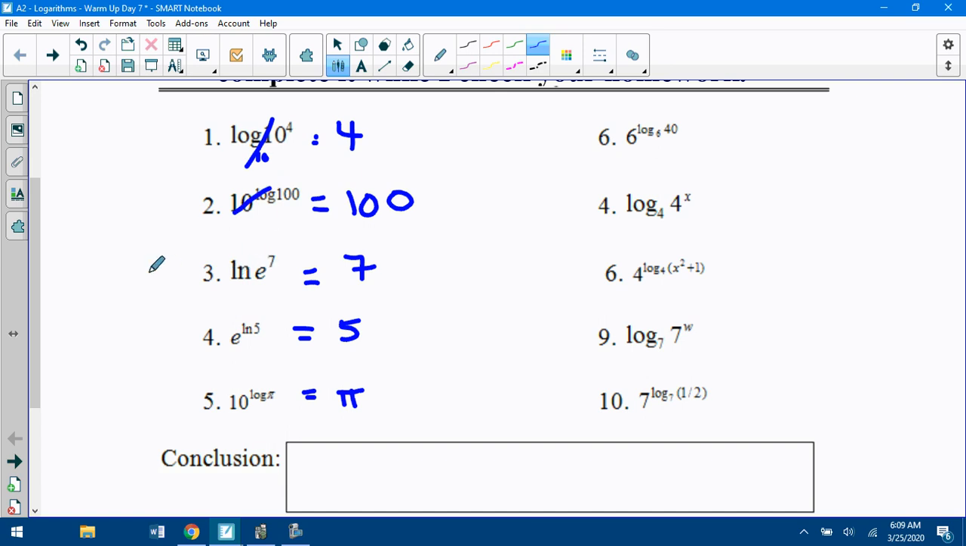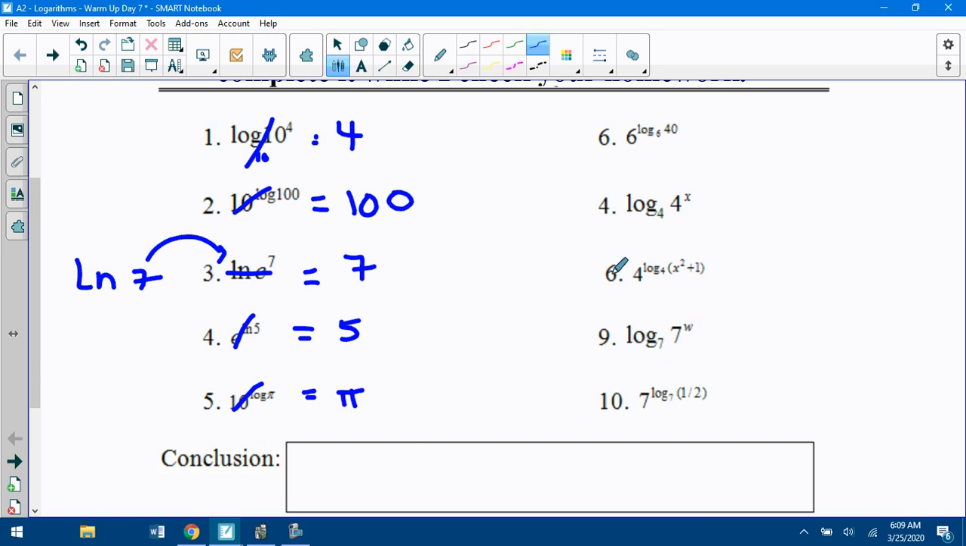ln and e, same idea. ln is log base e, which incidentally, that's an L, not an I. Some of you are using I N. ln and e cancel each other out. Same with exponentiating by e and ln. 10 raised to the log base 10 again. We've seen that. So what are all these going to equal?